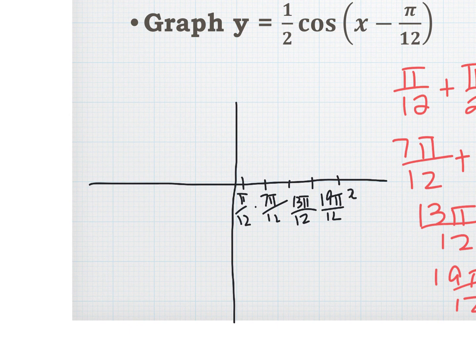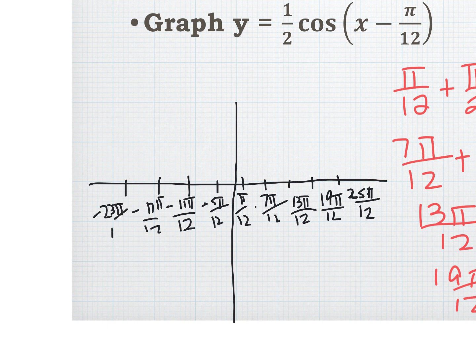25 pi over 12. Sorry, my Apple Pencil is dead. So my writing's bad here. And then the other side, again, spaced 90 degrees apart, negative 5 pi over 12. And then negative 11 pi over 12, negative 17 pi over 12, and then lastly, the negative 23 pi over 12.